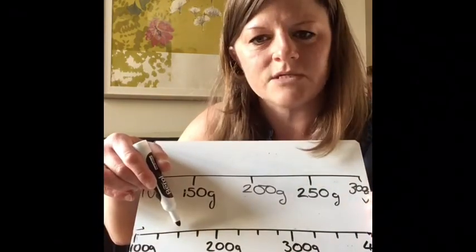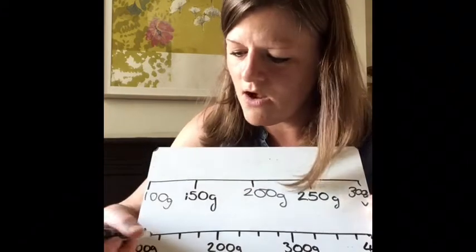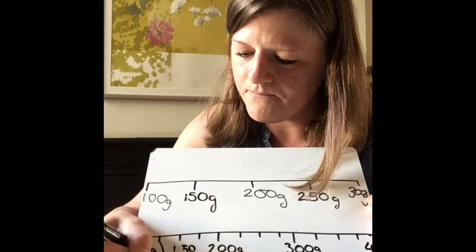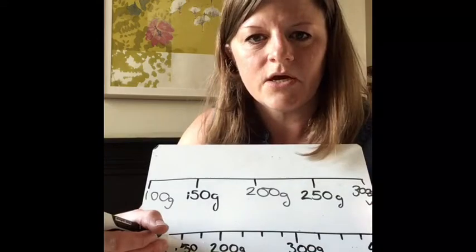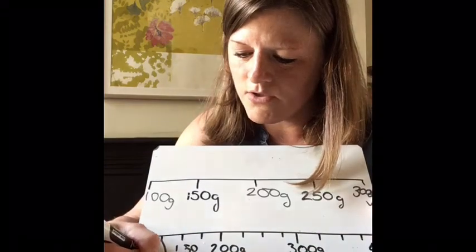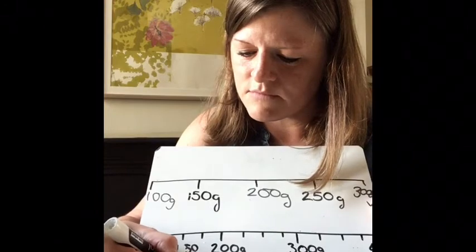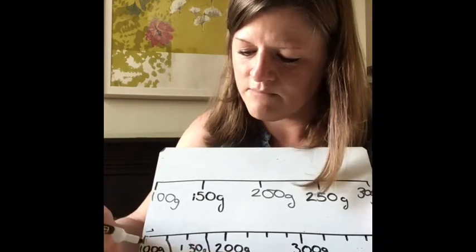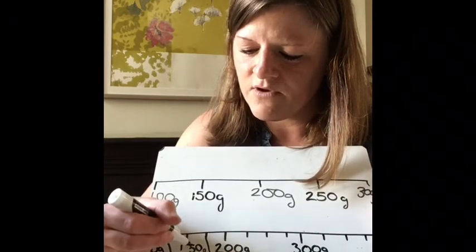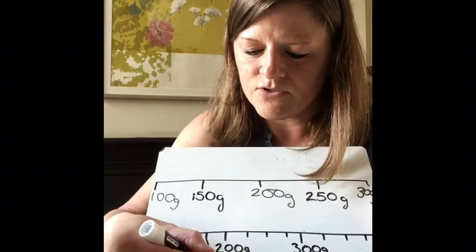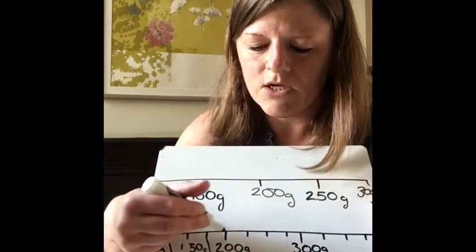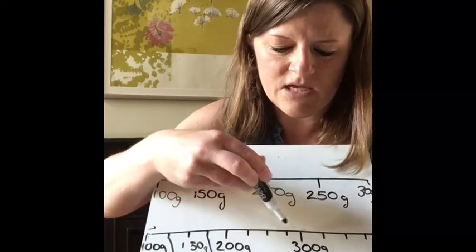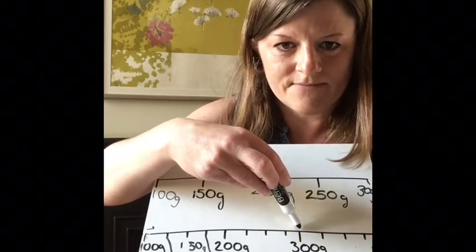Think what halfway would be. That's right, 150. So if that is 150, what would that one be? What's halfway between 100 and 150? 125 grams, well done. So they are going up in 25 grams. So 100, 125, 150, 175 grams, 200, 225, 250, 275, 300. Okay?